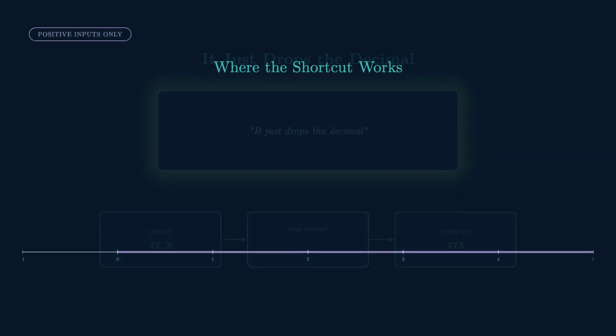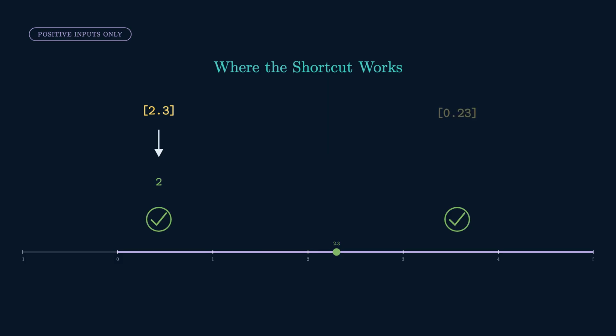Watch it succeed first. Greatest integer of 2.3? Drop the decimal, you get 2. Correct. 0.23? Drop it, you get 0. Also correct. Every positive input behaves exactly the way the shortcut predicts, which is precisely why the habit sticks so hard.